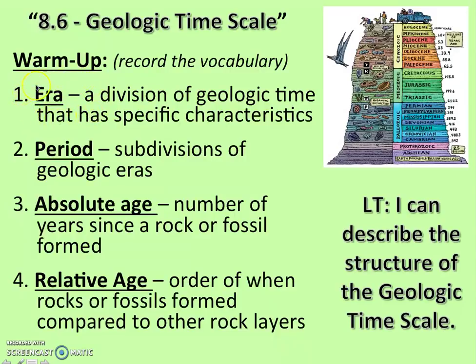So eras are divisions of geologic time that have different things happening in them, so specific characteristics. And then those eras are broken up into different periods or subdivisions. In previous notes, 8.4 and 8.5, you talked about absolute age and relative age of rocks and fossils. So again, absolute age is an exact number of years, and relative age is a comparison of the order of rocks and fossils and rock layers.